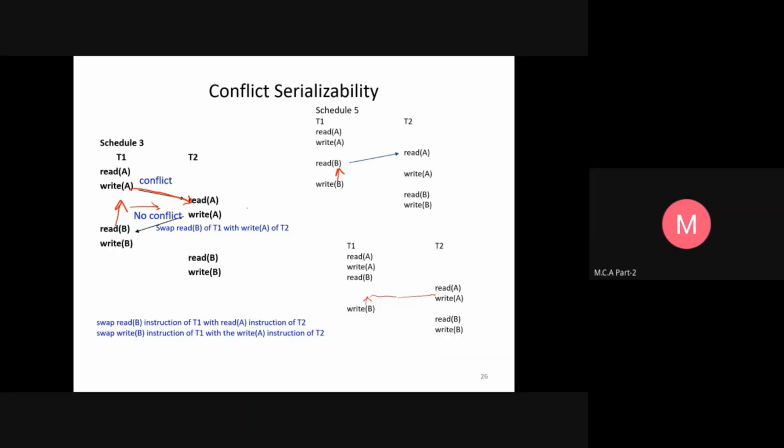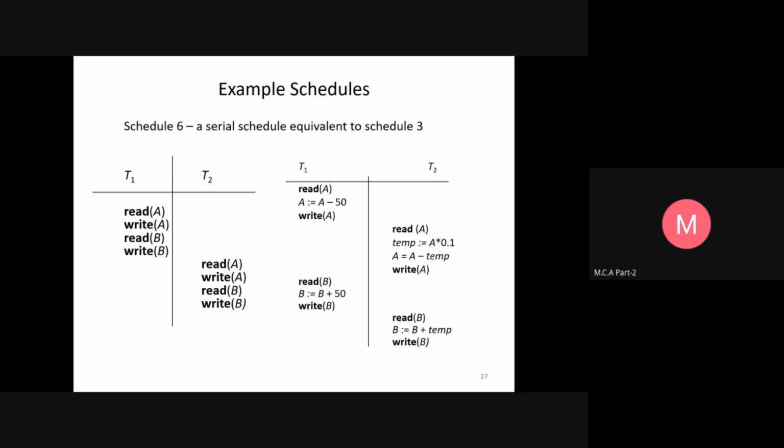We have read A over here. There is no conflict because T2 is doing a read on A and T1 is doing a write on B. So we can move this still further up here. So we can swap these instructions and we end up with a serial schedule. So this is the schedule we end up getting.